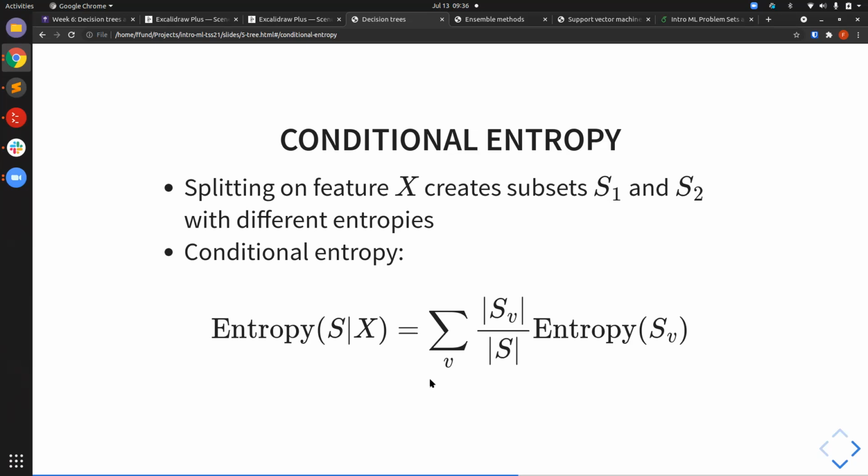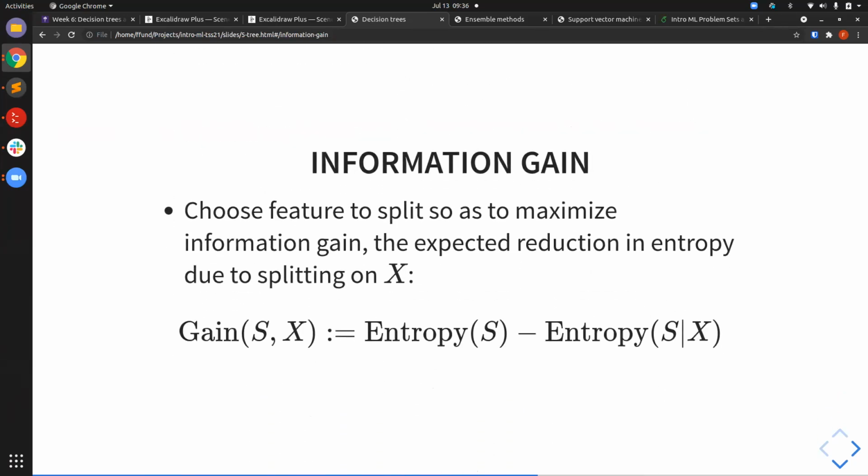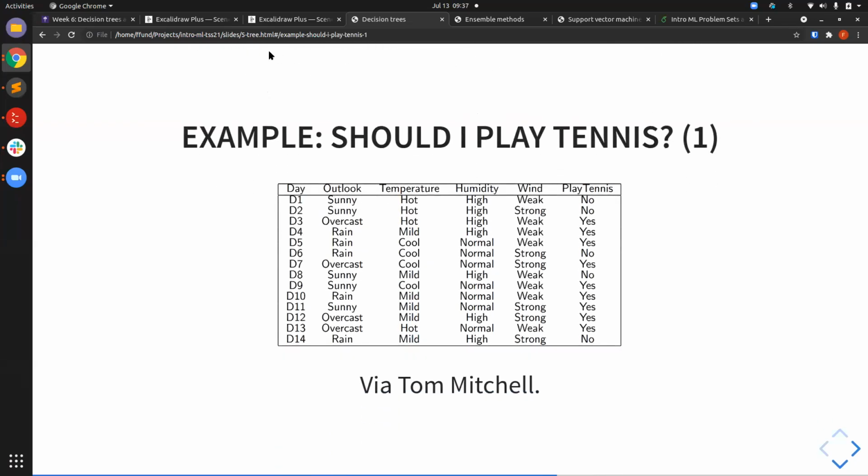And I'm going to choose the split that maximizes what's called information gain, which is the expected reduction in entropy due to splitting on X. So this is the entropy of the overall set of points in the parent minus the entropy of the resulting children, given that we would split on X. So let's look at an example that I think will make this clearer. We have this data set, which we're going to use to decide whether or not I should play tennis. We have these potential features: outlook, temperature, humidity, or wind.